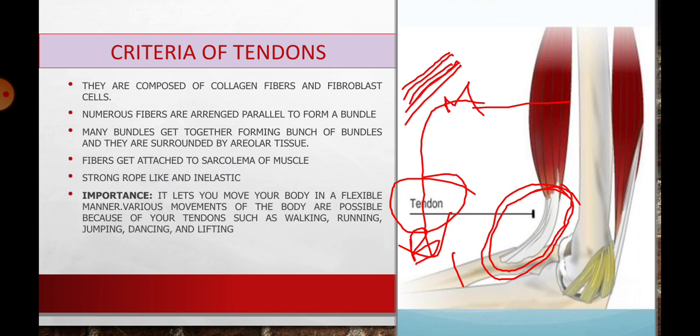So what is the importance of tendon, or why are tendons needed in our body? It lets you move your body in a flexible manner. Various movements of the body are possible because of your tendons, such as walking, running, jumping, dancing, or lifting.